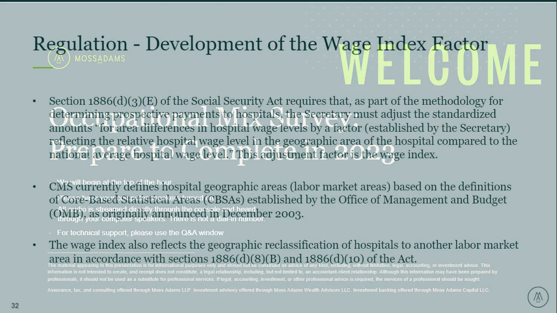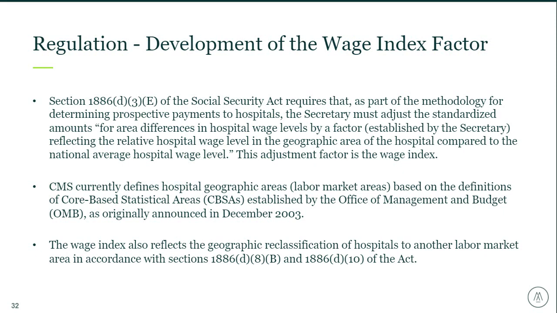Good afternoon, everyone. I'll be covering a little history and updates for the fiscal year 2024 wage index. The Social Security Act defines the adjustment factor, which is the wage index, as part of determining the prospective payments to hospitals. CMS currently defines hospital geographical areas based on the definitions of core-based statistical areas established by the Office of Management and Budget, which is the OMB. The wage index also reflects the geographical reclassifications of hospitals to other major markets.